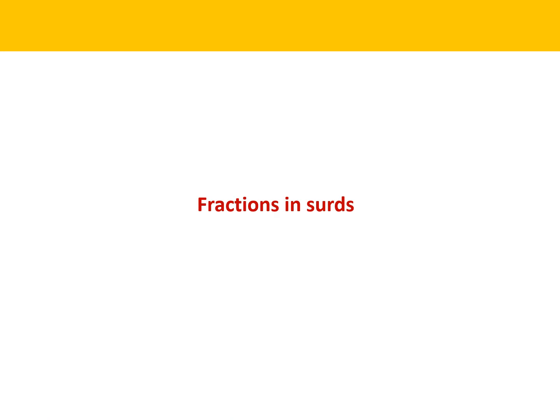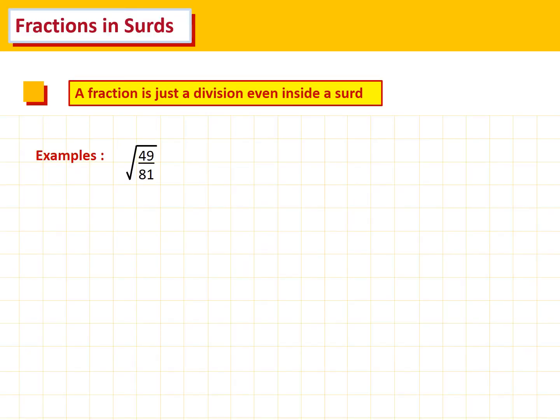Let's look at fractions in surds. So we're going to be looking at the square root of. Here's our example. The square root of, and the fraction is 49/81. Now when the fraction is in the square root, you can apply the square root separately to the numerator and the denominator. So that would become the square root of 49 separate to the square root of 81. The square root of 49 is 7. The square root of 81 is 9. So that would be 7 9ths.